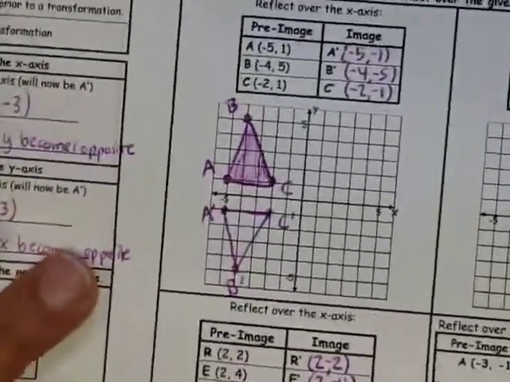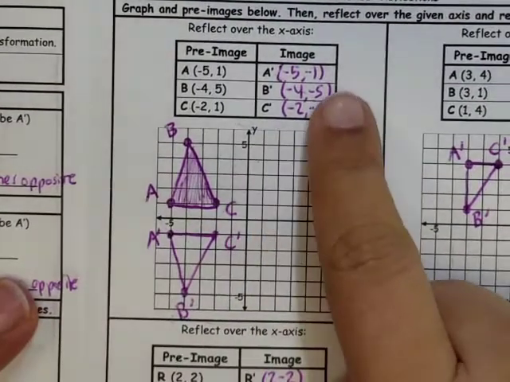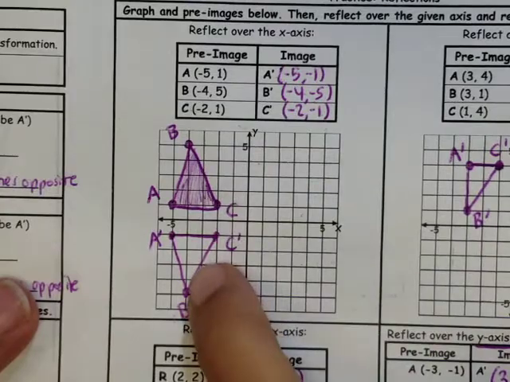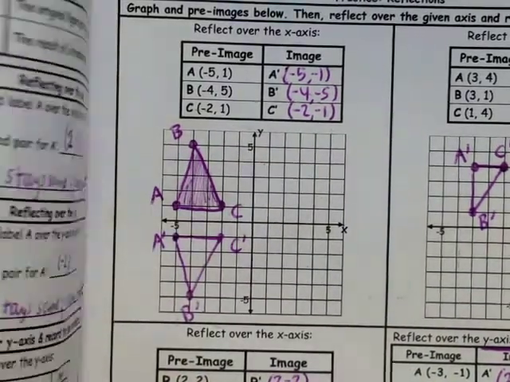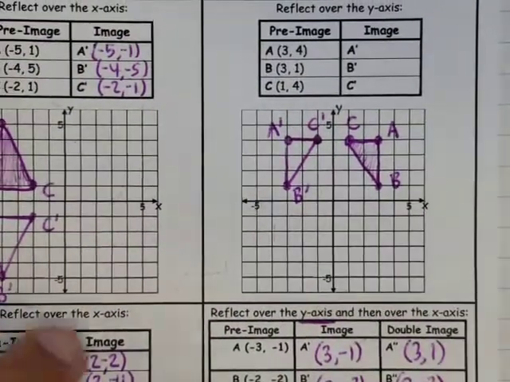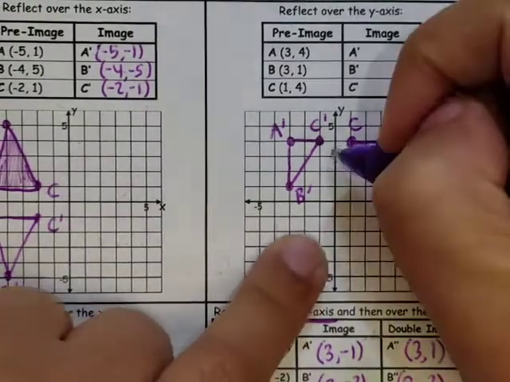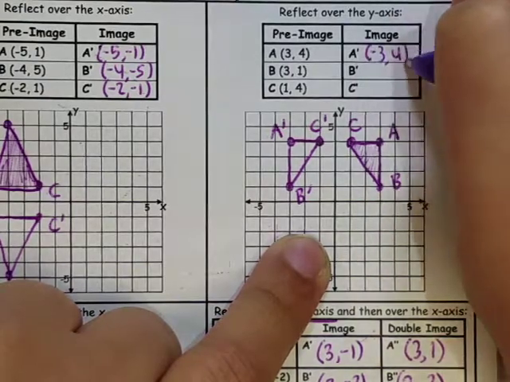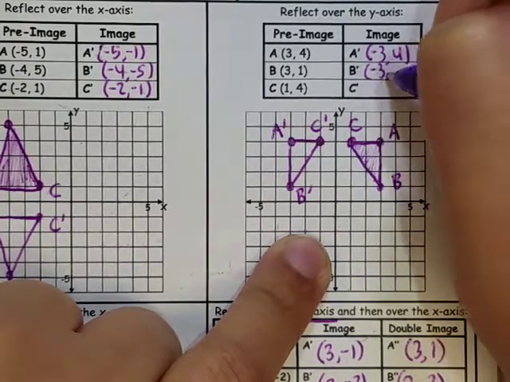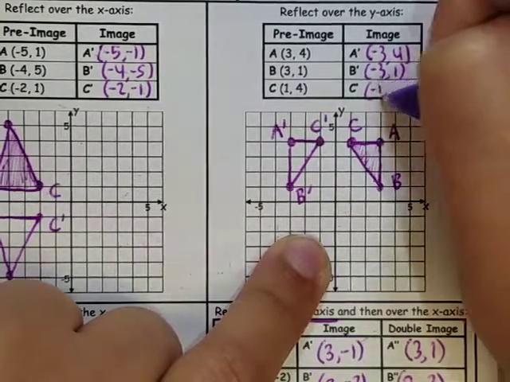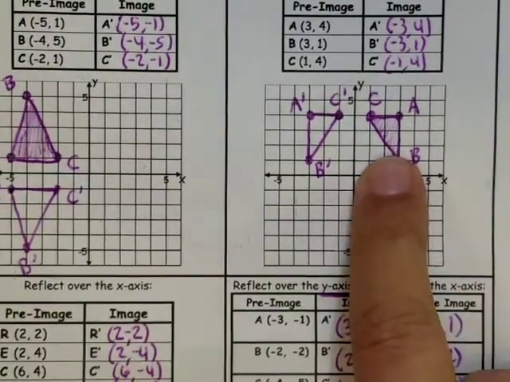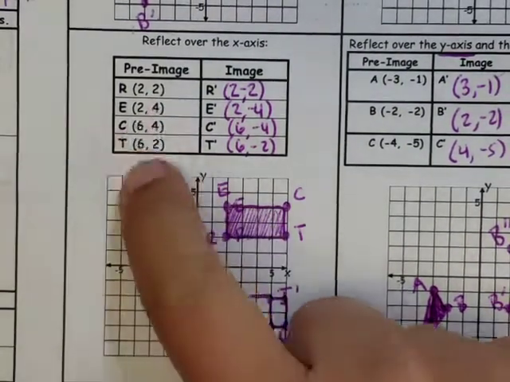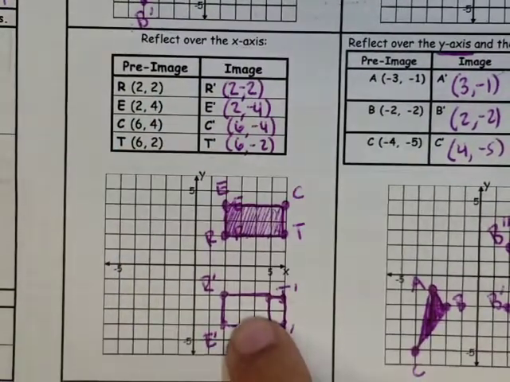Here are the answers for the homework on the right side. My pre-image is the colored in one. My image, my new one, is the white one. Same thing here. And so there's my pre-image and there's my new image. Here, this is my pre-image, which is this, and here's my new image, which is that.